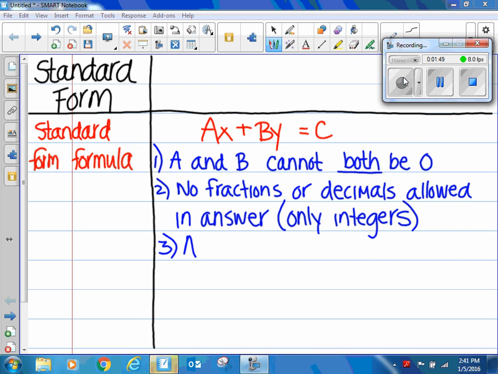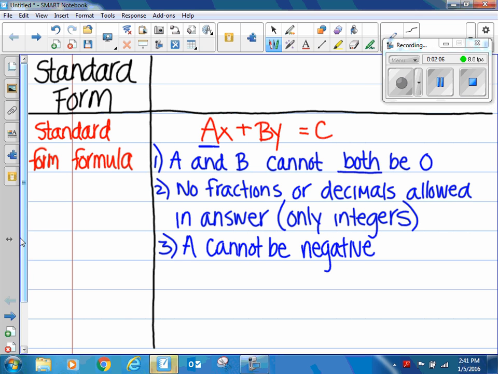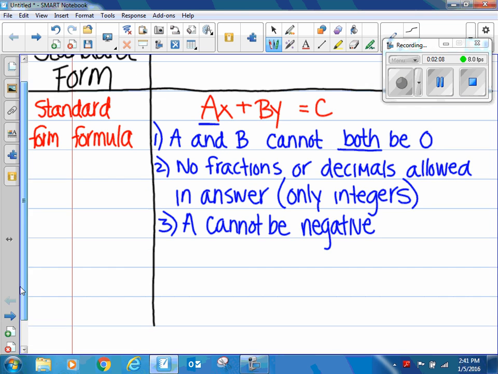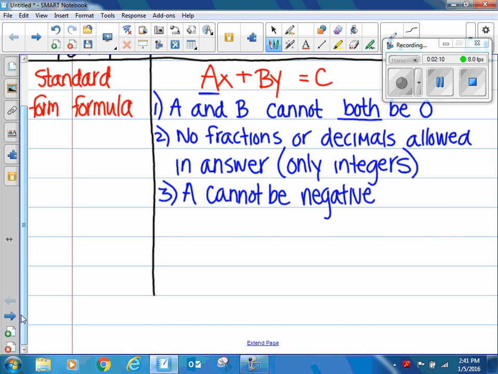And the final rule is that a, which is your leading coefficient up here, a cannot be negative. And we're going to look at examples of how to change some of these things. Let's say you have a fraction, how to get rid of the fraction, how to get rid of a negative a, and how to get rid of decimals. Okay, so those are our rules. So let's look at a couple examples on how to do this.